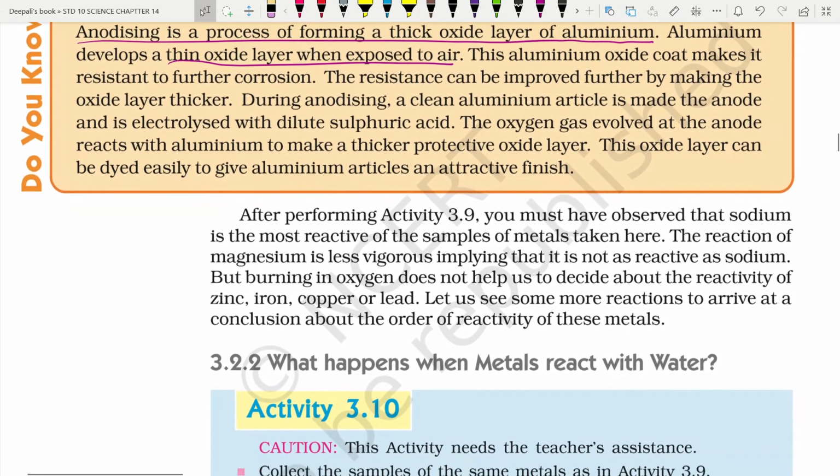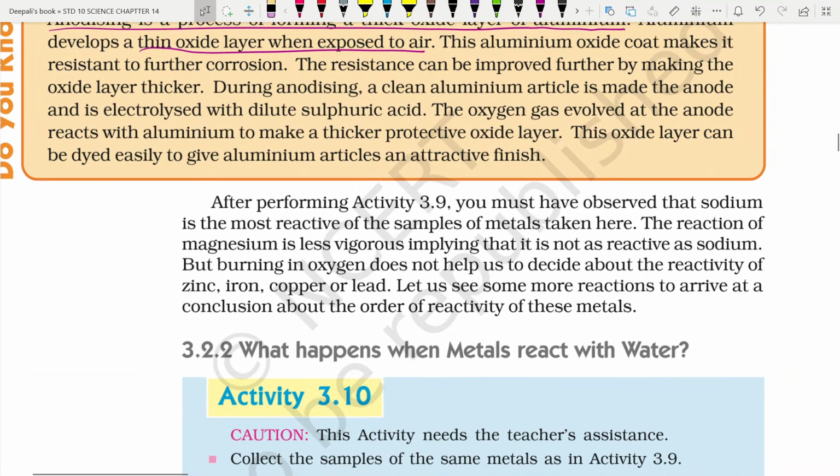After performing Activity 3.9, you should observe that sodium is the most reactive of all the samples of metal taken, and the reactivity of magnesium is less vigorous, implying it is not as reactive as sodium. But burning in oxygen does not help us decide about the reactivity of zinc, iron, copper or lead. So let us perform some more reactions to arrive at a conclusion about their reactivity.